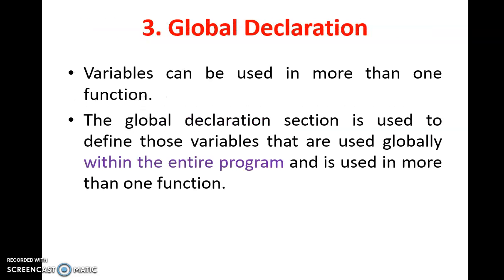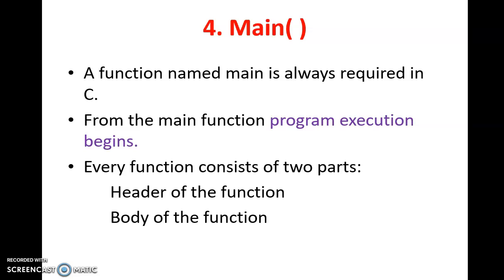Next is global declaration section. The global declaration section is used to define the variables that are available throughout the entire program. It is usually available before the main function. The fourth section is main section. This is the core part or heartbeat of a program. From the main function, the program execution begins. Always remember that your first line of execution is the main function.